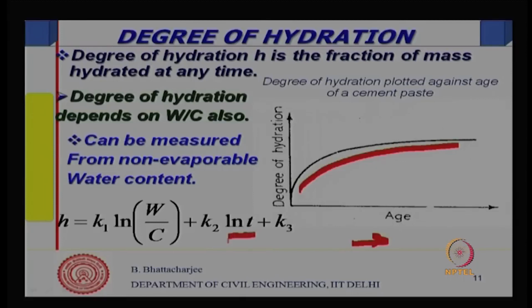and one can possibly relate this to the water cement ratio and age in this manner. So, it is a function of log of age, also a function of log of water cement ratio, and these coefficients are of the order of around K1 is 0.2, K2 is 0.06, K3 is around 0.6 or so. One can obtain these constants from actual measurements. Some values are available in literature and one can find these values. So, that is degree of hydration.